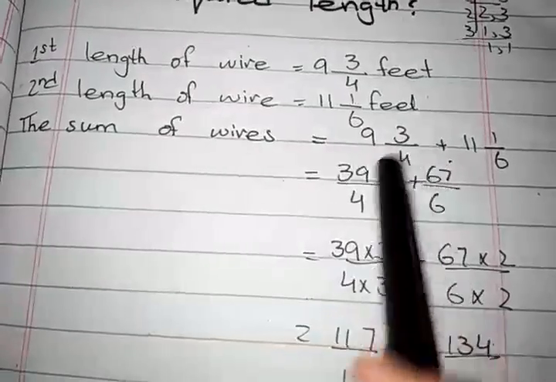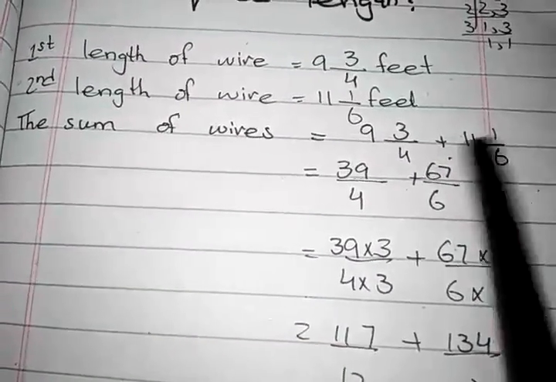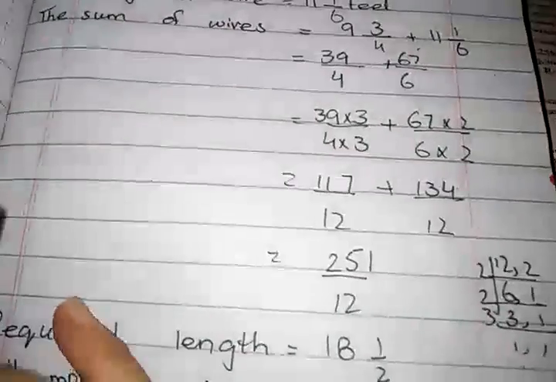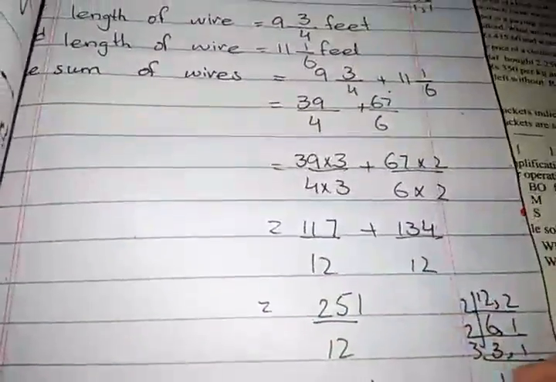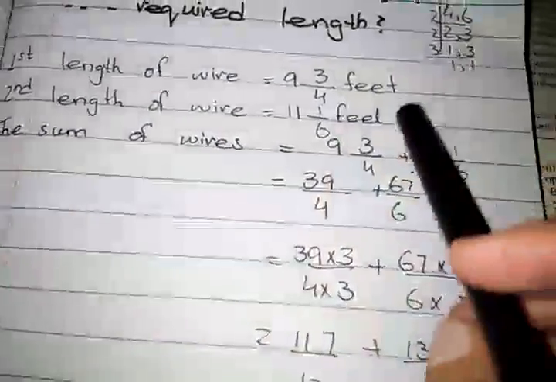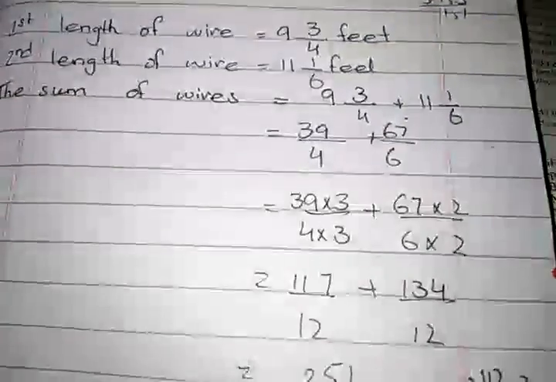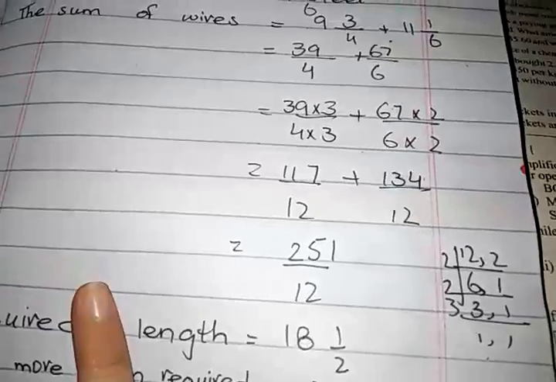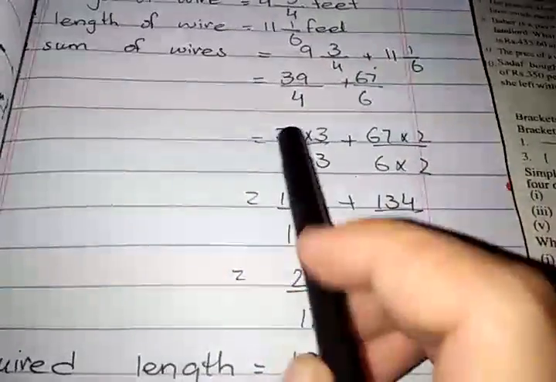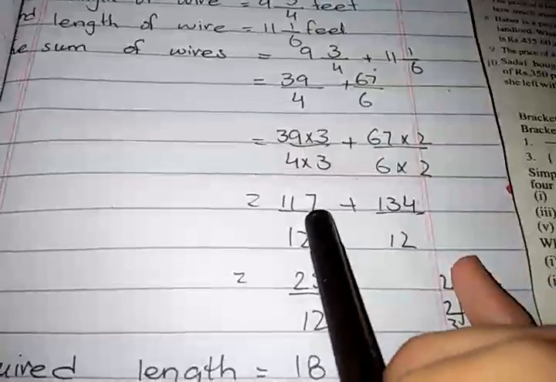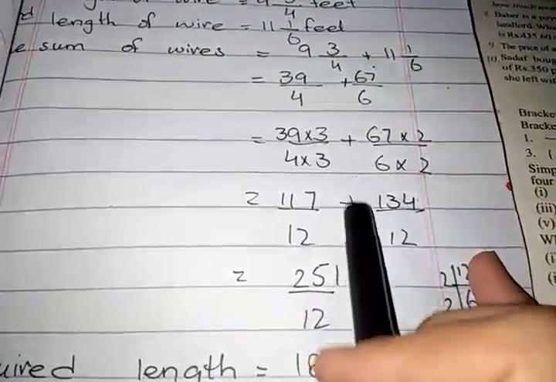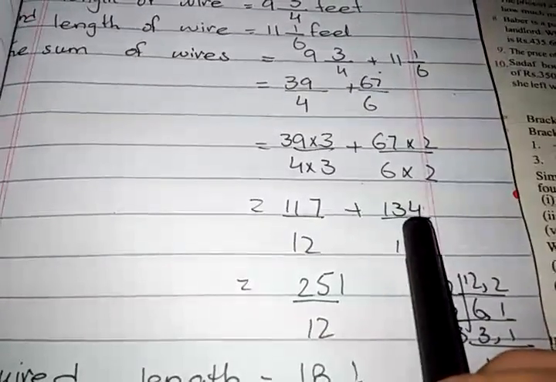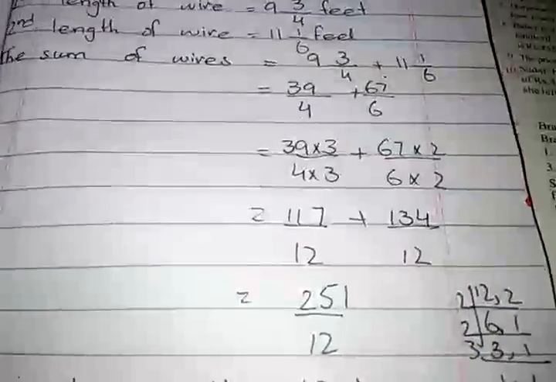4 9s are 36 and 3 is 39/4, plus 6 11s are 66 and 1 is 67/6. Now we have to find the least common multiple of 4 and 6, and the least common multiple of 4 and 6 is 12. Now we have to convert the denominators in 12. 39 multiplied by 3 is equal to 117. 4 multiplied by 3 is equal to 12, plus 67 multiplied by 2 is equal to 134 and 6 multiplied by 2 is equal to 12.